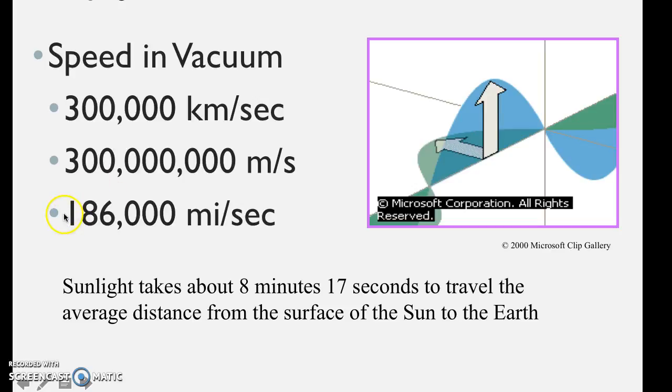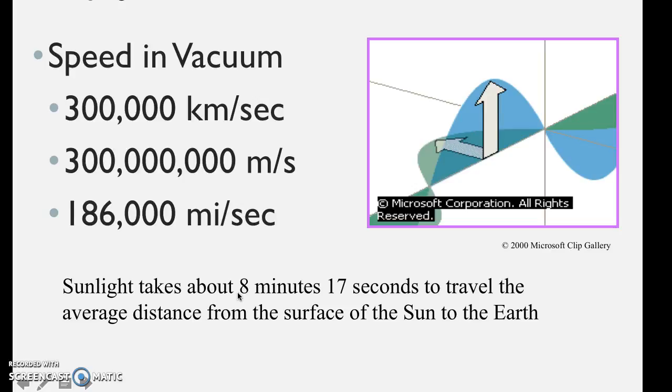But some other interesting things. 300 million meters per second is the same thing as 186,000 miles per second. Sunlight takes over 8 minutes to come from the sun to the earth. Just think about this in your head. If the sun were to explode one day, it would take us 8 minutes and 17 seconds before we found out about it, because that is the time it takes the information and the light from the sun to reach us.